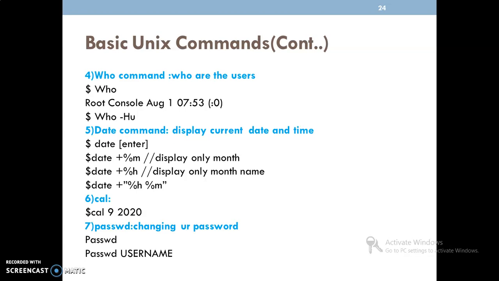Next, cal. As the name indicates, it displays the current calendar. If we use the calendar command followed by 9 2020, it displays the month, all the days from September 1 to September 30, on the screen.